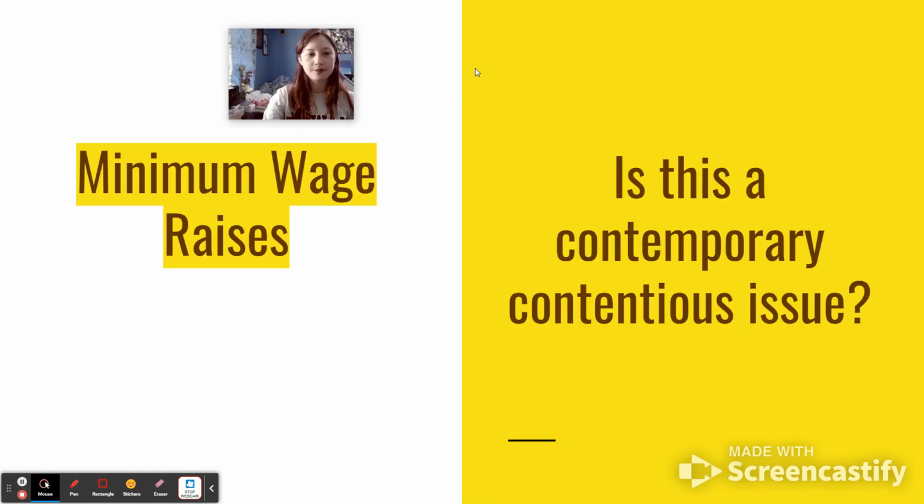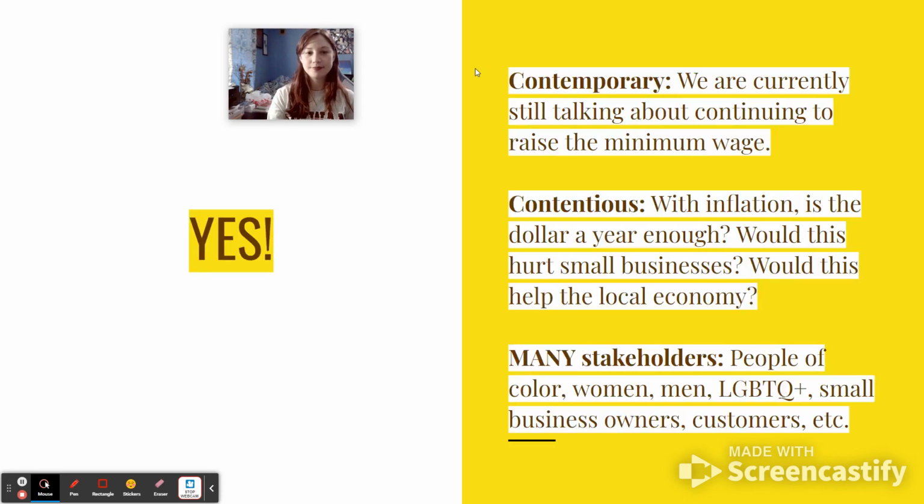Okay, next one. Minimum wage raises. Is this contemporary? Is this contentious? Are there multiple stakeholders? Take a minute. Yes, it is contemporary. We're still talking about continuing to raise the minimum wage.